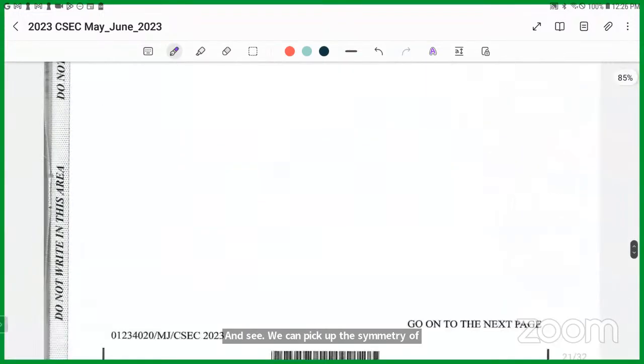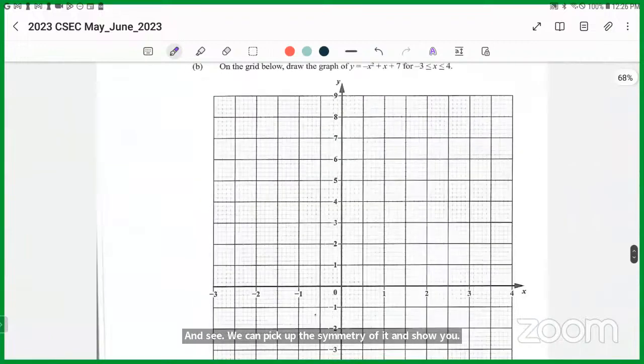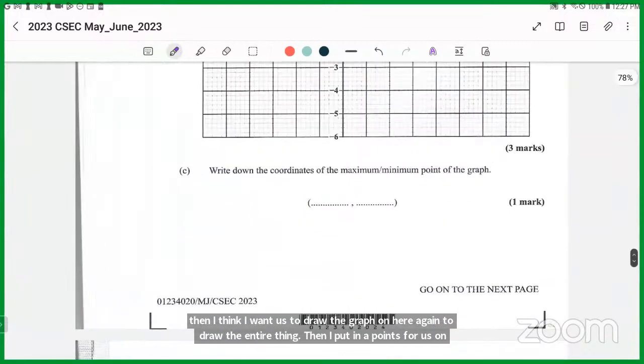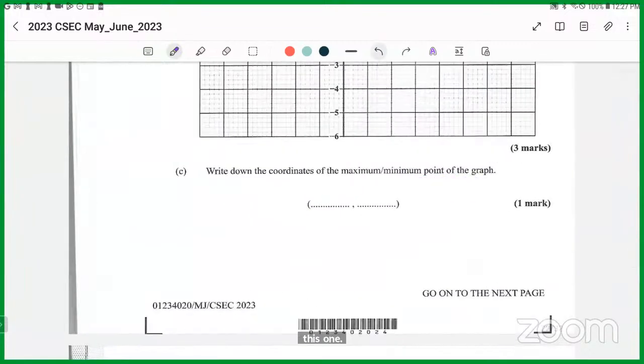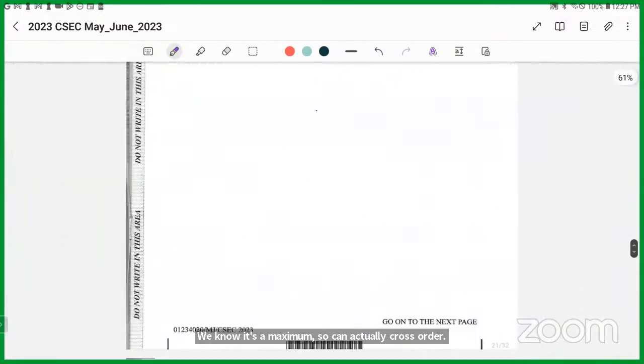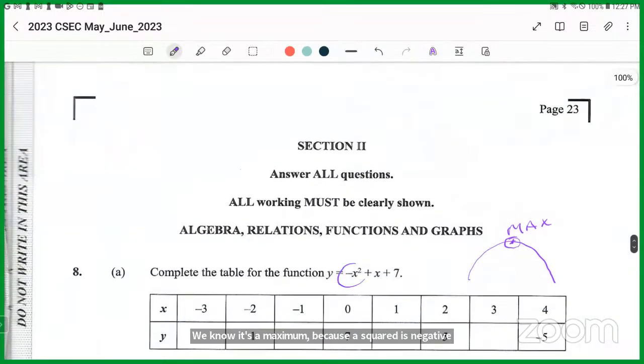And then I think they want us to draw the graph down here again. Well, we have to draw the entire thing. Then I'm plotting in the points for us on this one. And then they want us to write down the coordinates of the maximum or minimum. We know it's a maximum, so we can cross out the word minimum. We know it's a maximum because the square term is negative, and so the graph has a maximum.